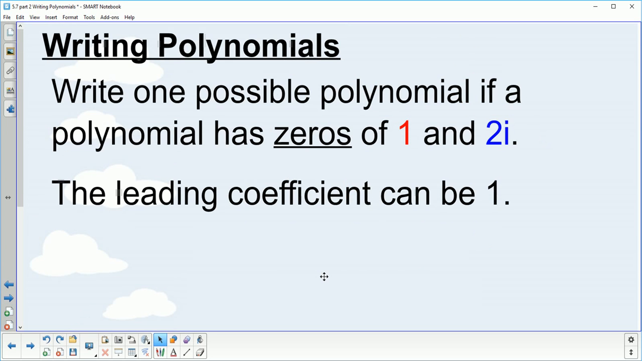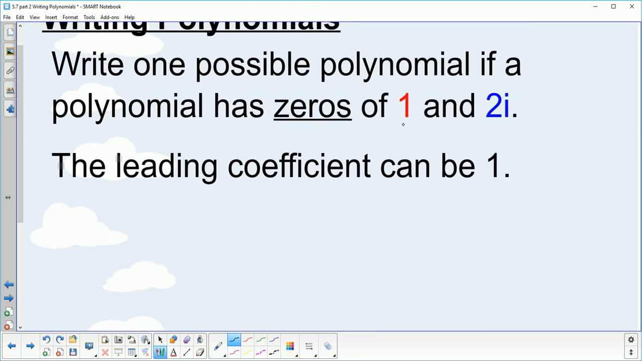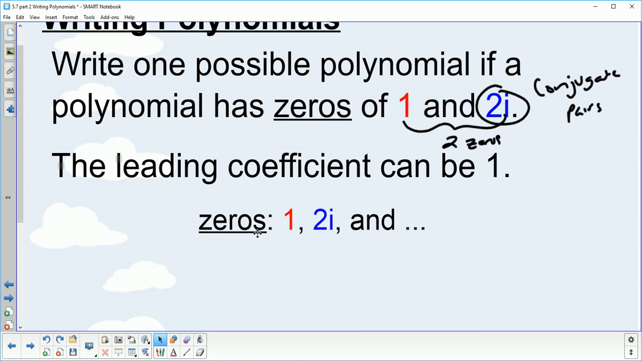Okay, another example, just to kind of throw a little loop into this. So same idea, we're going to write a possible polynomial if we have zeros 1 and 2i. And again, the leading coefficient can be 1. We'll keep it simple like that. So here it looks like I have 2 different zeros, right? Okay, but the problem is this is an imaginary number, so we need to keep in mind our conjugate pairs. So if I say you're given zeros 1, 2i, that means it also has to have a third zero of -2i, because these two are conjugate pairs. Okay, 2i and -2i, so they both have to be zeros.